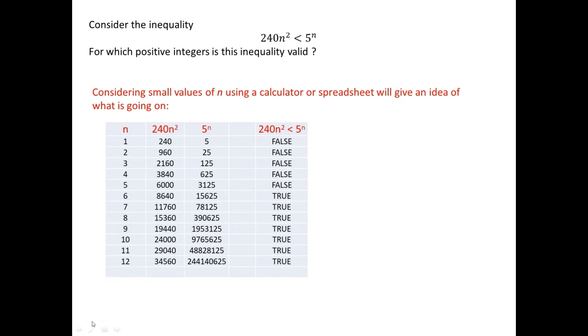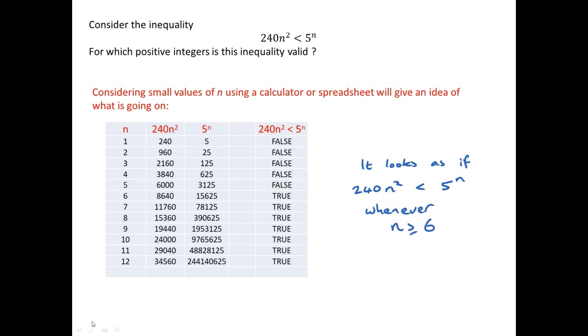And we can see from this table of results that the inequality 240n squared is less than 5 to the n is true for n equals 6, 7, 8, 9, 10, 11, 12. So we might come to the conclusion, or the guess, or the conjecture would be better than the conclusion at this stage, that the inequality 240n squared is less than 5 to the power n is true provided n is greater than or equal to 6.